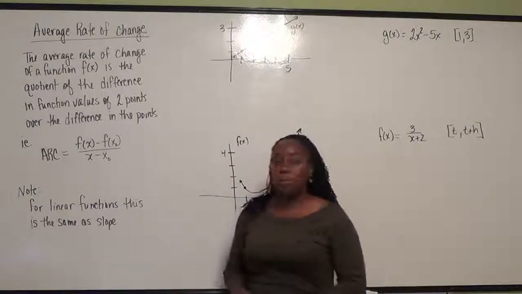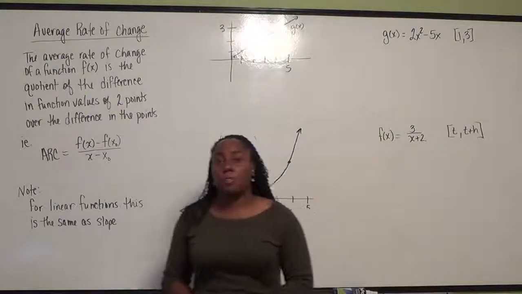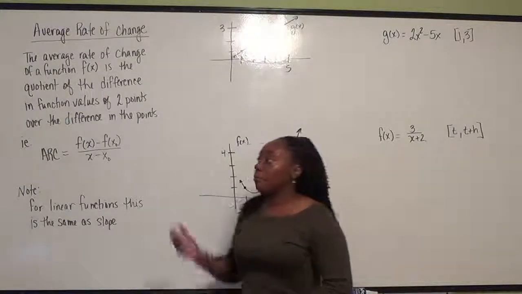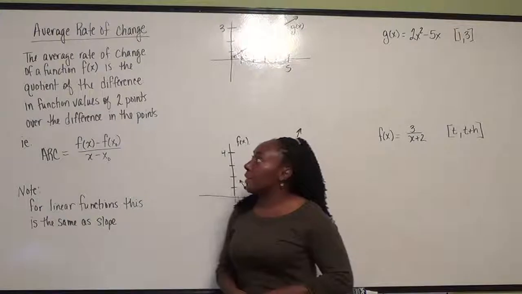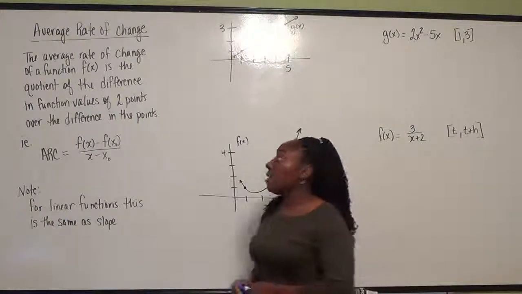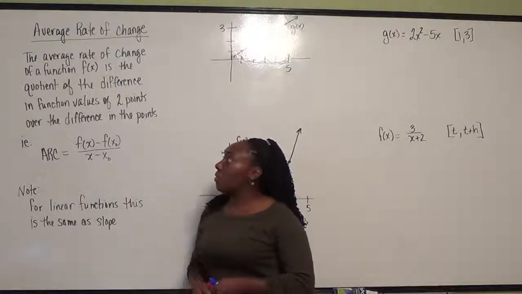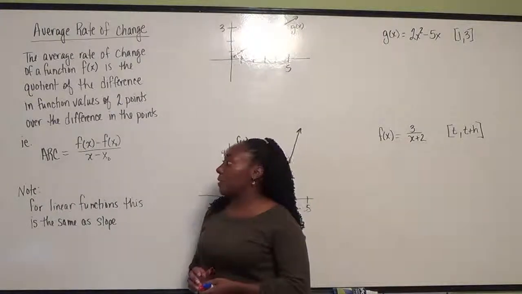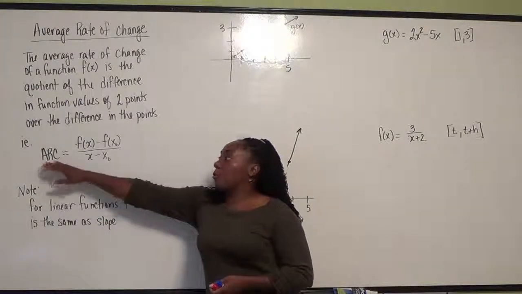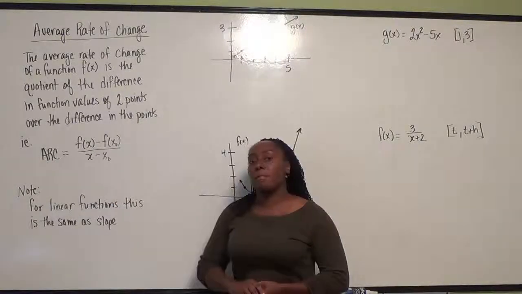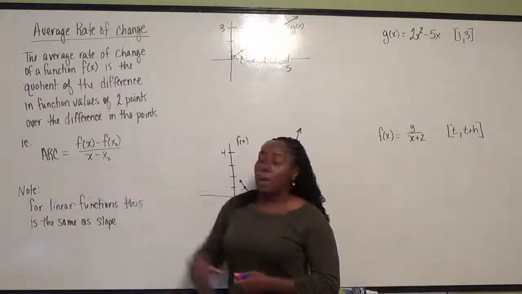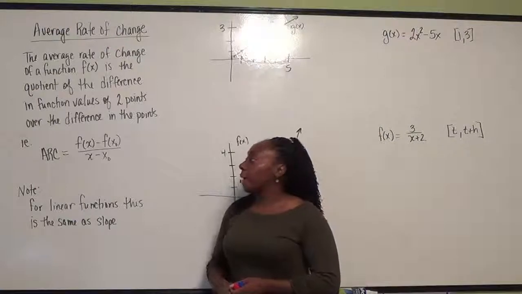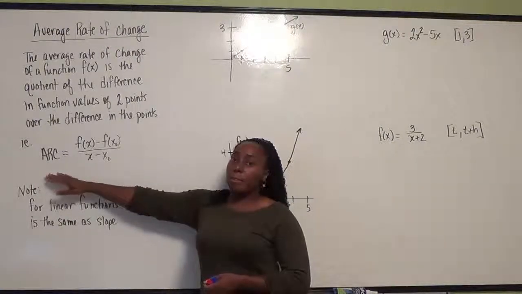In this next section, we're going to talk about average rate of change. The average rate of change of a function, f of x, is the quotient of the difference in the function values of 2 points over the difference of the 2 points. In other words, average rate of change is f of x minus f of x naught over x minus x naught. This should look fairly familiar to you.